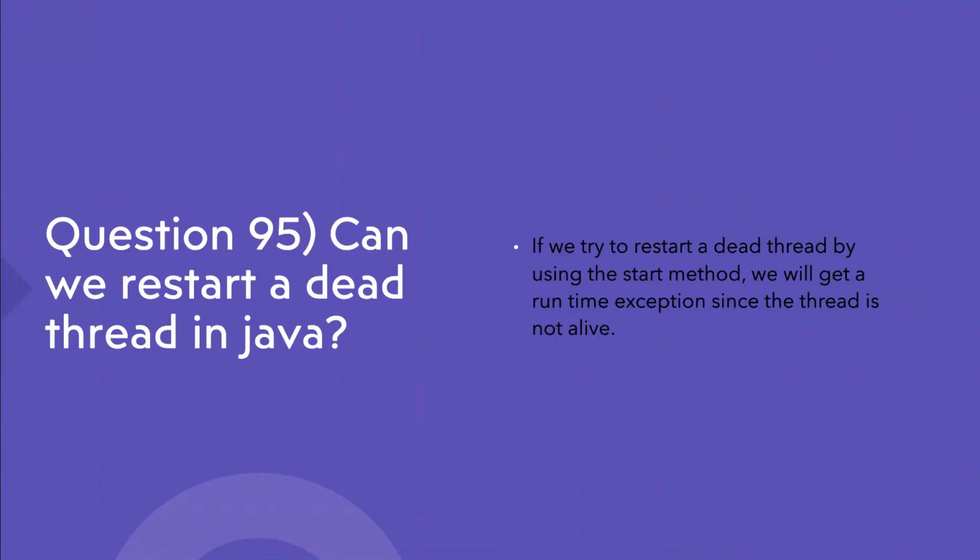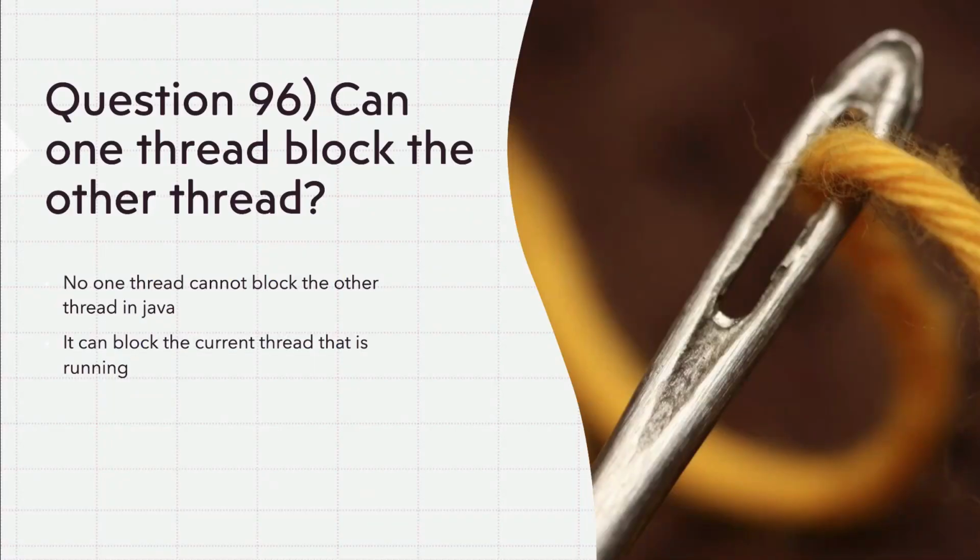Question 95. Can we restart a dead thread in Java? If we try to restart a dead thread by using the start method, we will get a runtime exception since the thread is not alive. Question 96. Can one thread block the other thread? No, one thread cannot block the other thread in Java. It can block the current thread that is running.